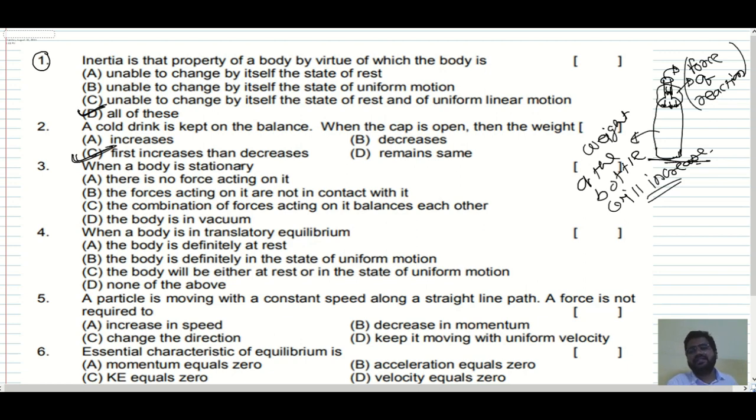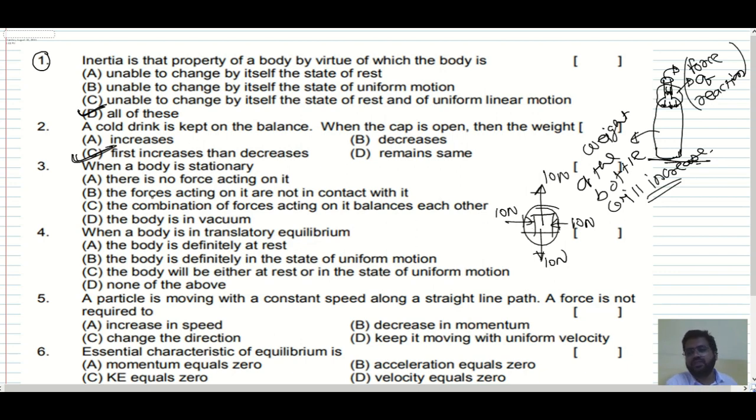When the body is stationary, what does this mean? Stationary means the net force acting on the body is equal to 0, isn't it? If you apply a 10 Newton force upward, then downward there must be a 10 Newton force. So on this body, the net force is equal to 0 Newton, right? So is there no force acting on it? Wrong. There might be an infinite number of forces acting on it, but the net force on it is 0.